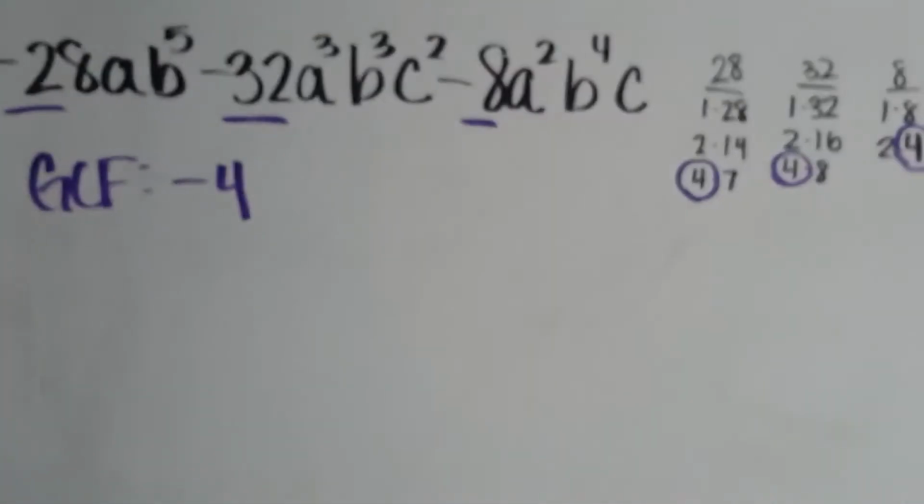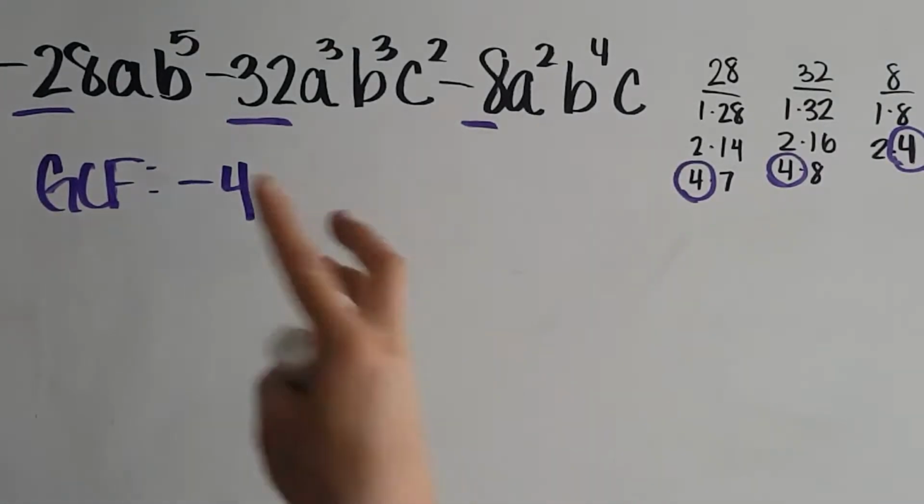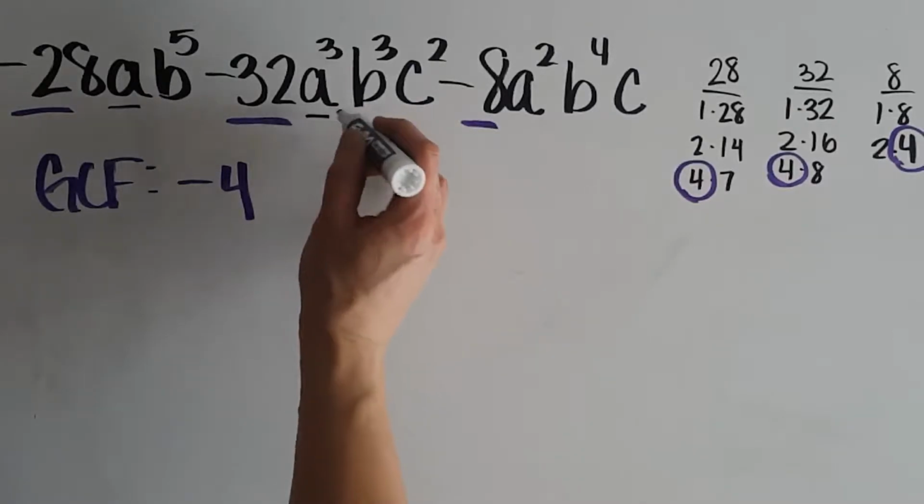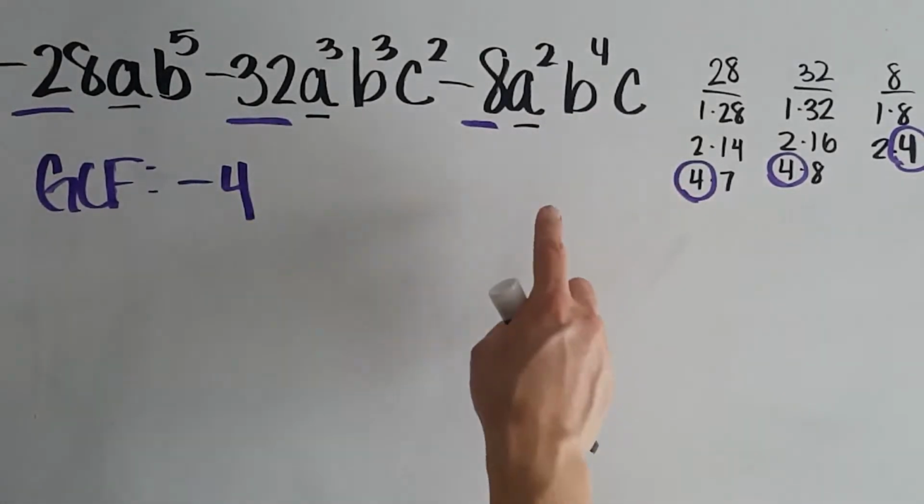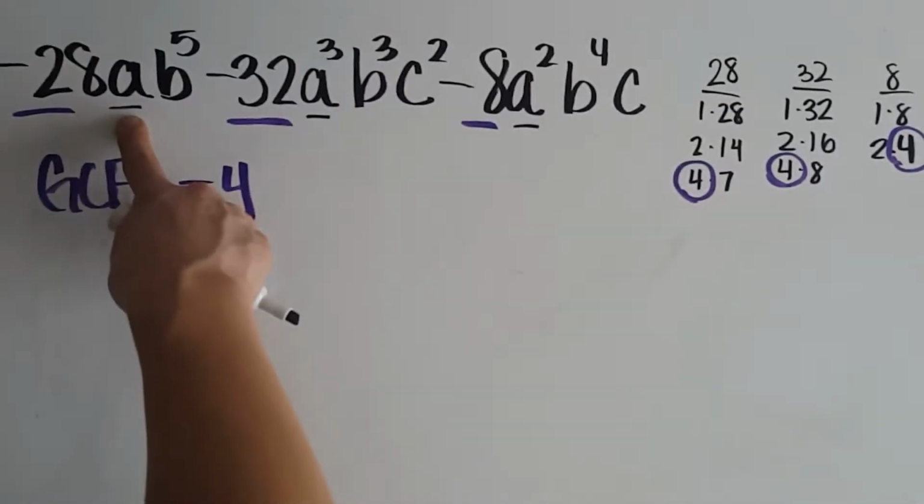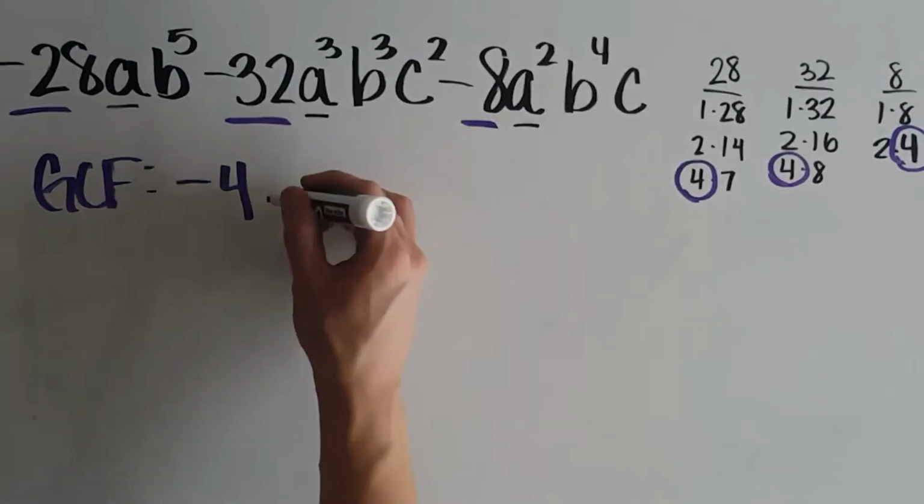And now we want to look at each variable individually. Well, in this first one, we have an a to the first, an a to the third, and an a to the second. I know that they're only going to have 1 in common, because if I try to take more than 1, then this first term doesn't have enough factors of a to give away. So I've got just an a.